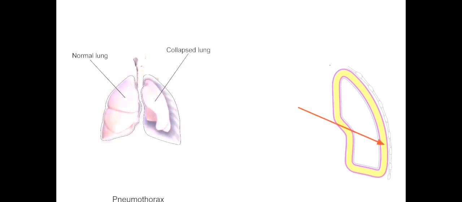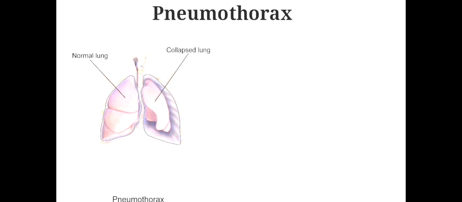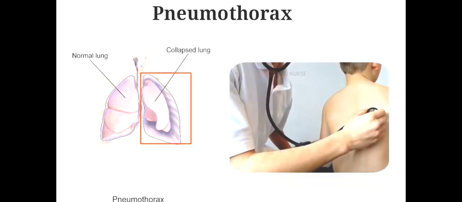Pleural space is present between the lungs and chest wall. The presence of air or gas in the cavity between the lungs and the chest wall causing collapse of the lung is called pneumothorax. As the chest expansion is significantly decreased on the side of the pneumothorax, breath sounds are dramatically decreased due to decreased ventilation on the side of pneumothorax.